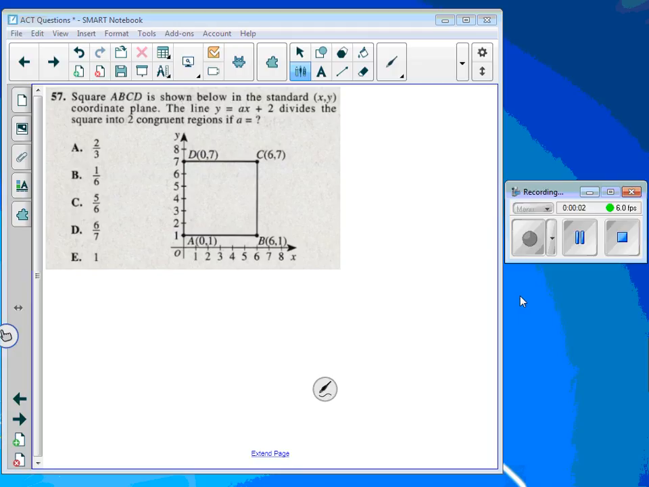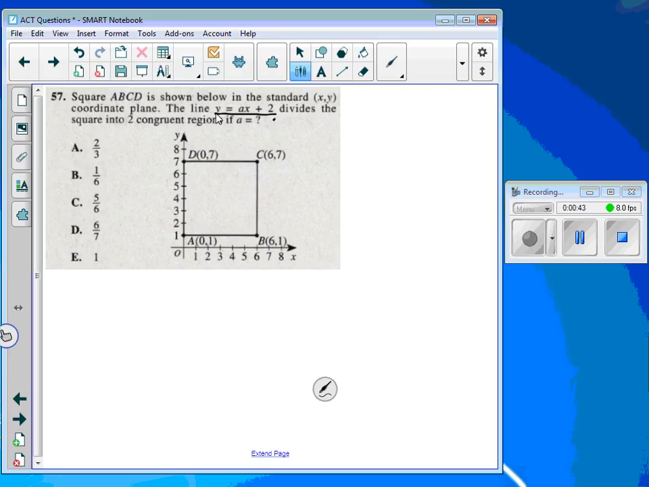Square ABCD is shown below in the standard XY coordinate plane. The line y equals ax plus 2 divides the square into two congruent regions if a equals... All right, so I'm trying to figure out here, if I draw this line, which I don't know the slope to, we don't know a, which would be the slope of the line, but if I were to draw a line, what would a have to be so that this would divide the square into two congruent regions?